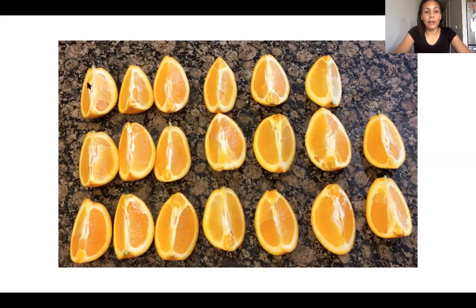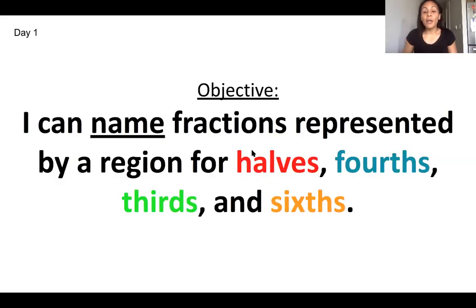Okay, here we go. Let's jump into our lesson today. All right, so every lesson has a goal, and this is your goal today. Your goal is going to be to name fractions represented by a region for halves, fourths, thirds, and sixths. We're going to be able to name fractions today. Are you ready?